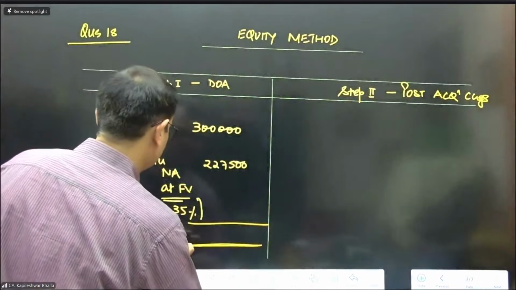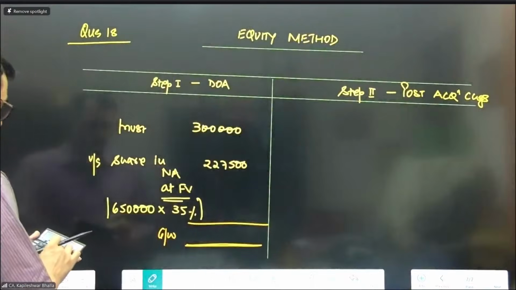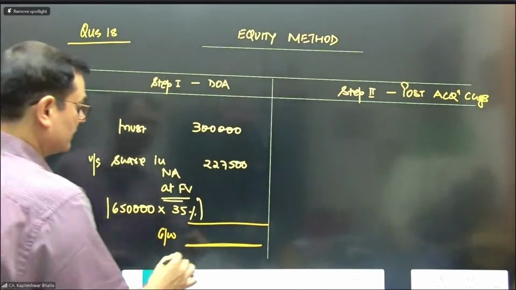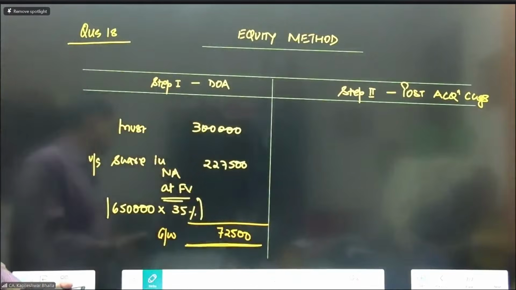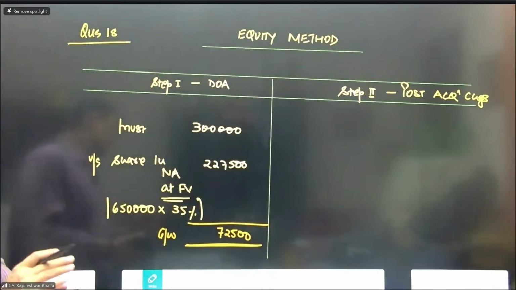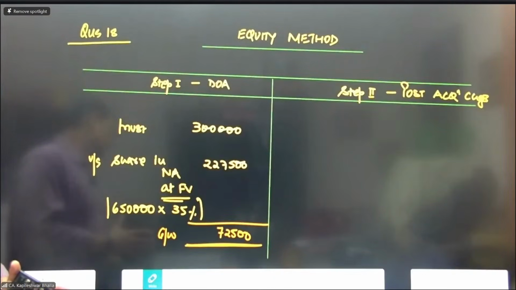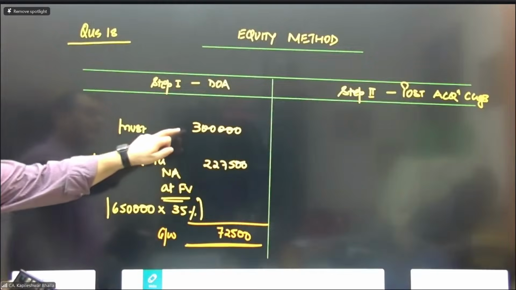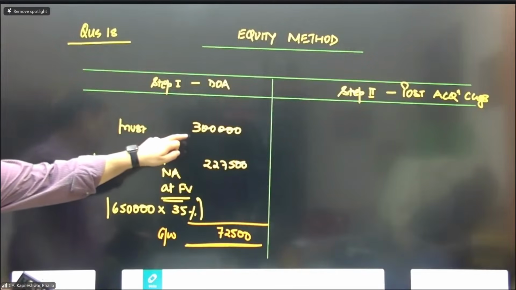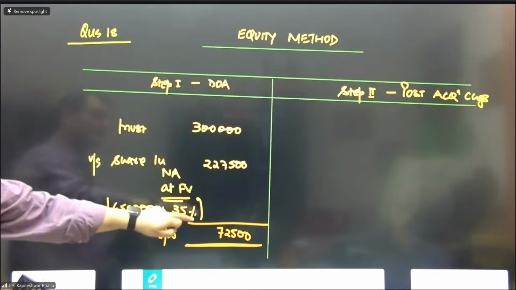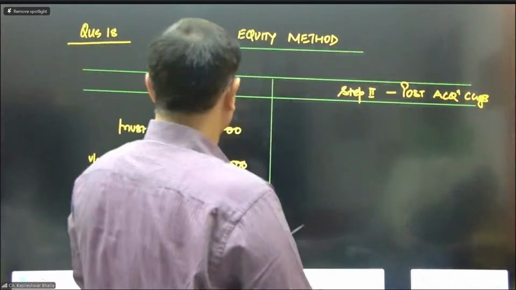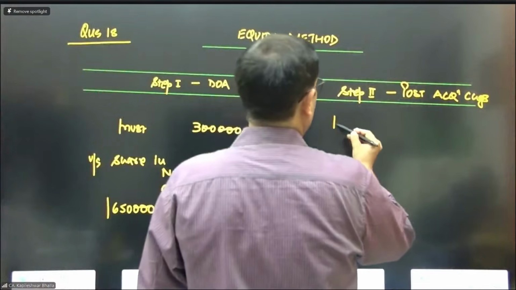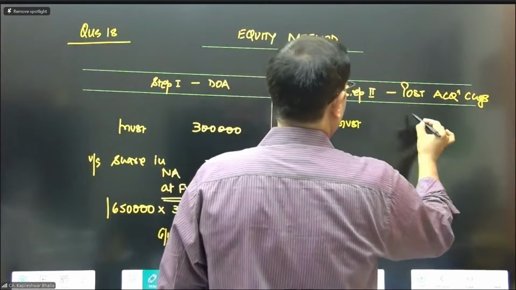So we can get the difference that is supposed to be goodwill, and that of course will be disclosed as a part of the inner column, 72,500. That becomes the goodwill. Now this particular goodwill is going to be reflected as a part of the carrying value. So if I were to make a consolidation on this date, it remains 3 lakhs with a disclosure of goodwill 72,500.